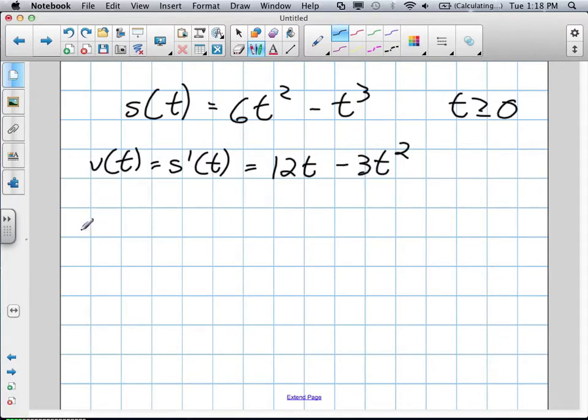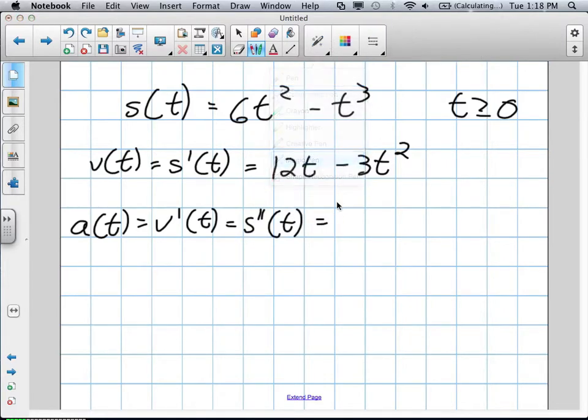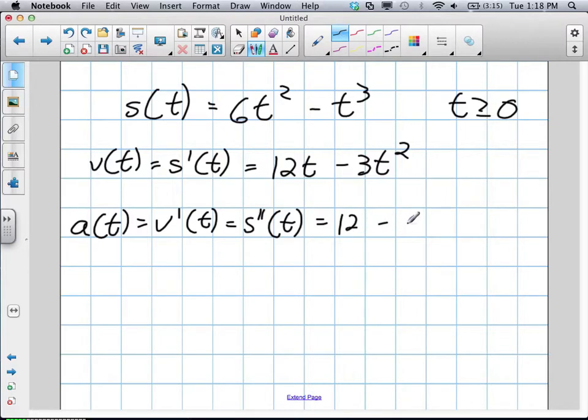And they also asked us for the acceleration. Well, acceleration in terms of time is equal to the first derivative of our velocity, or the second derivative of our original function. So what we're going to do is just derive the above derivative we've found. So when we go to derive this, we end up with 12 minus 6t. So this will be our acceleration. So this is all question A.